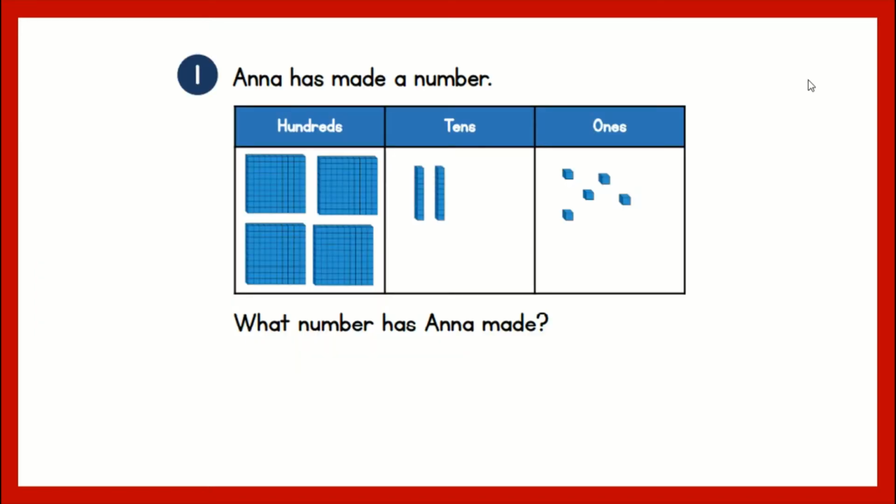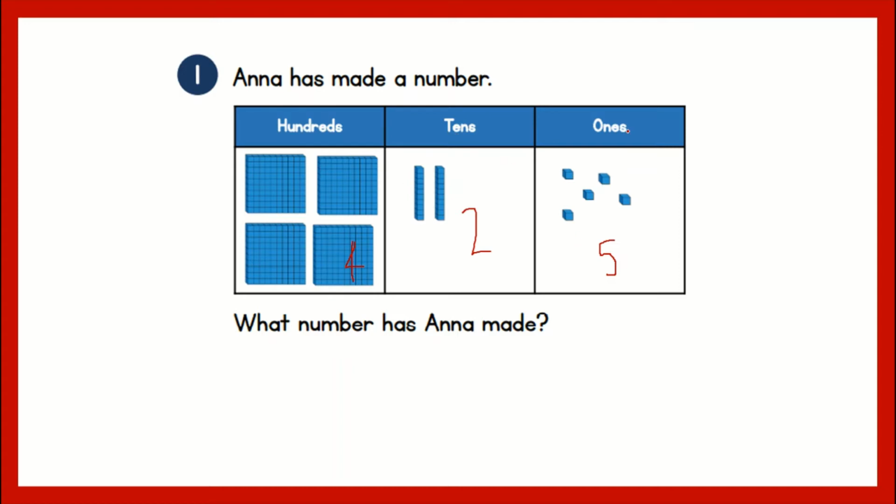Here we have our first question. Anna has made a number. What number has Anna made? We're going to start off with counting how many blocks are in each column. So 1, 2, 3, 4, 5. 1, 2. 1, 2, 3, 4. So there are 4 hundreds, 2 tens and 5 ones.